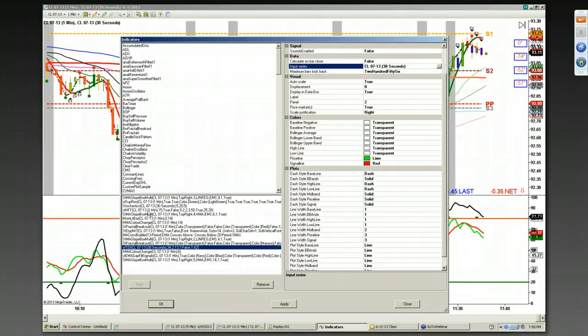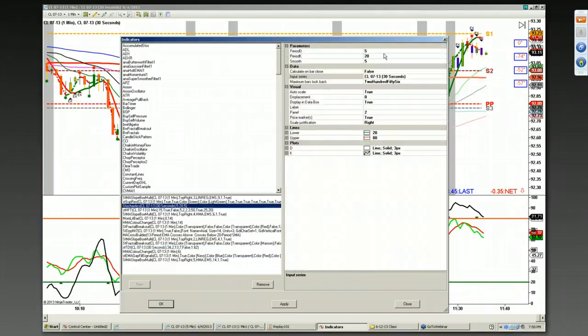Okay, now let's find the stochastic right here. Basic stochastic, change the parameters to 5, 20, and 5. Calculate it on bar close false. I want this stuff to be real time. I want it to just wiggle up and down in the moment on this 30-second chart. You assign it to the input series, the 30-second input series.